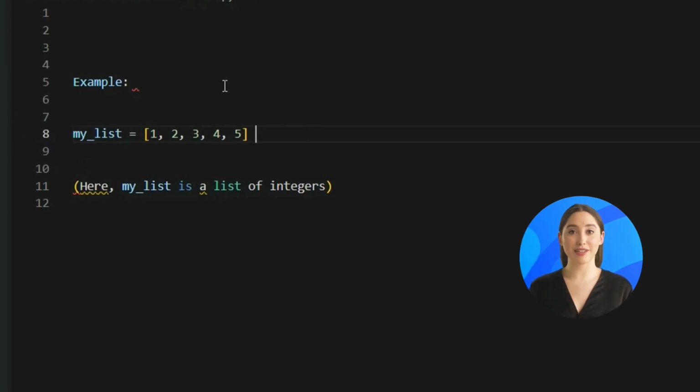Lists are ordered, meaning the items are stored in a specific order and can be accessed by their index. Lists are mutable, meaning the items can be added, removed or modified after the list is created. Several built-in methods such as append, insert, remove, pop, and many more can be used to manipulate the list.